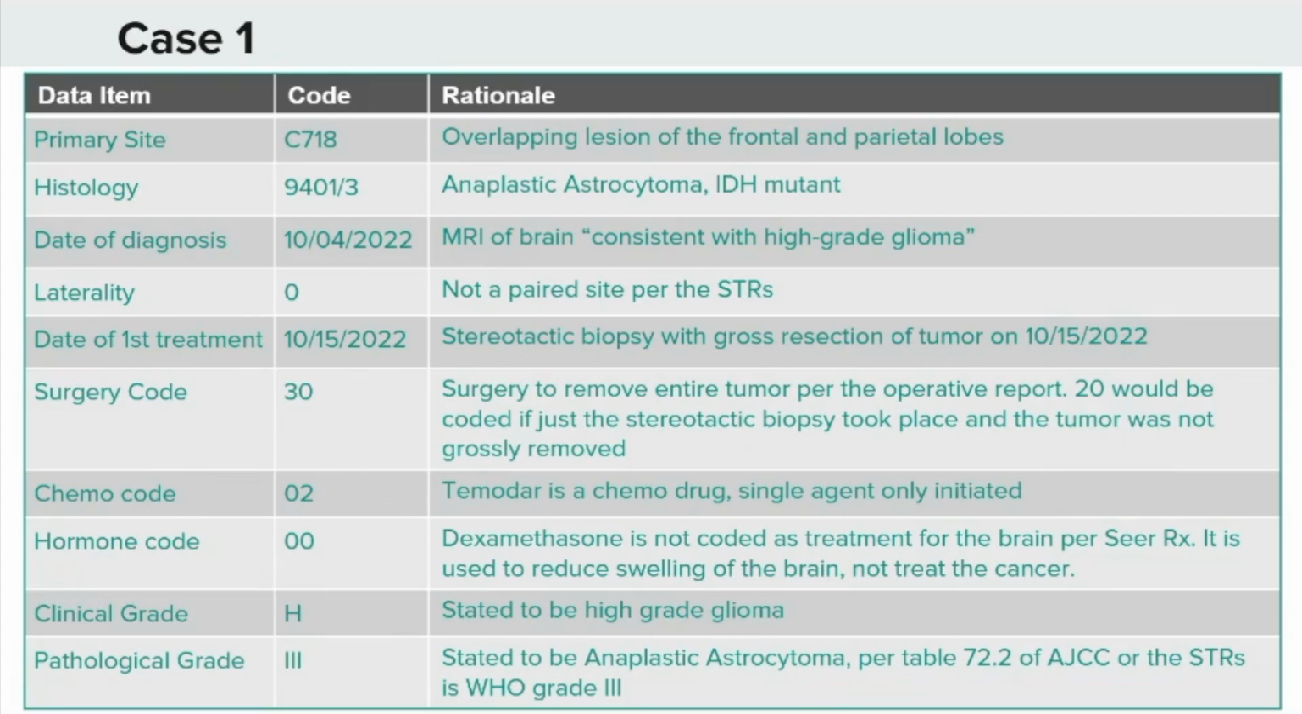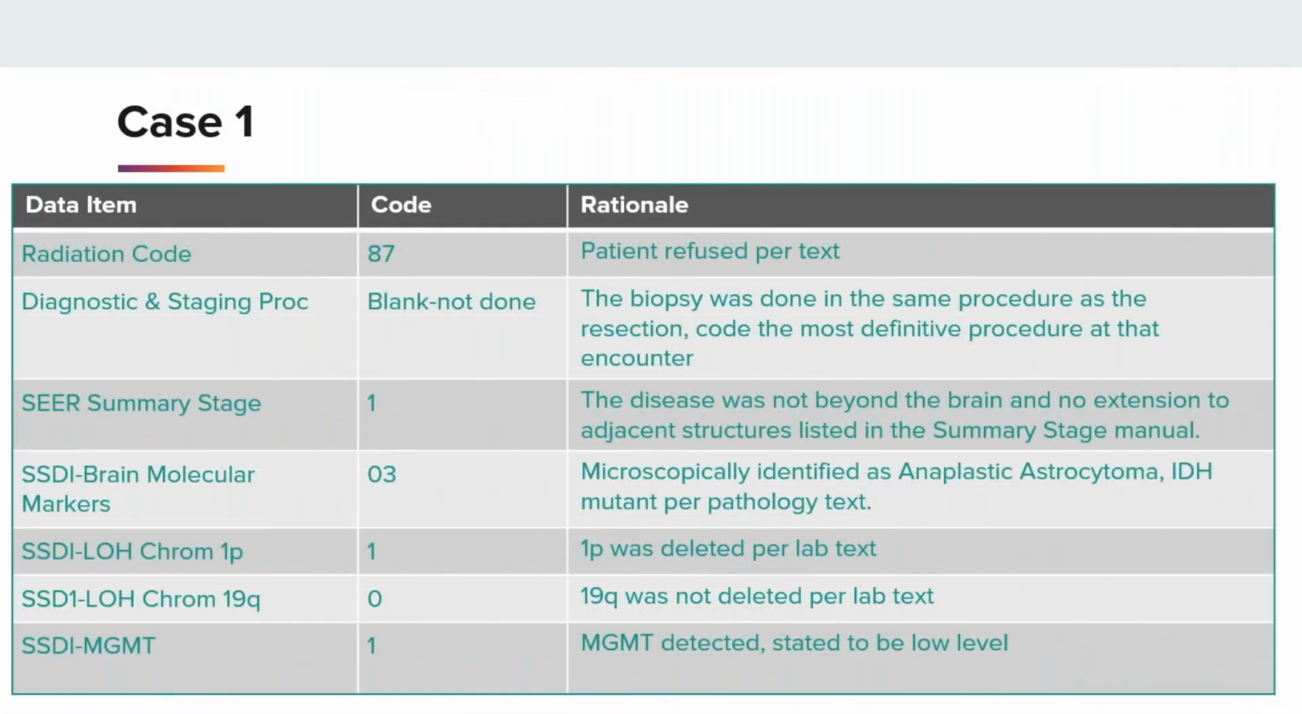Then we have chemo code 02. The Temodar was a single drug, so we used the 02 code. There was no hormone therapy. The dexamethasone was not coded. It's not coded as treatment to the brain per the CRX. And the clinical grade was stated to be a high-grade glioma, so that is going to be a code H. And the pathological grade is grade 3 per the 72.2 AJCC table, or the Solid Tumor Rules is Hu grade 3. Then we have a radiation code of 87 because the patient declined or refused the radiation.